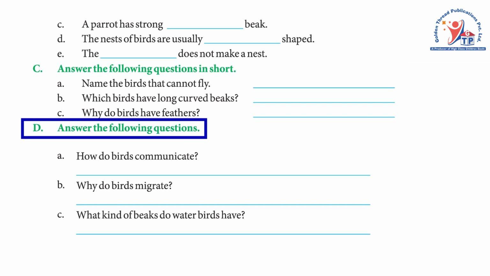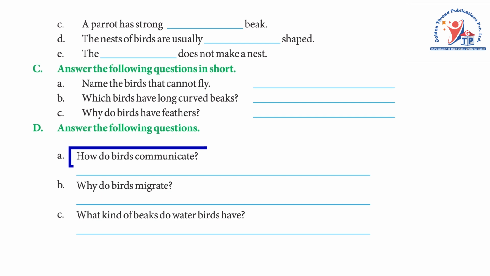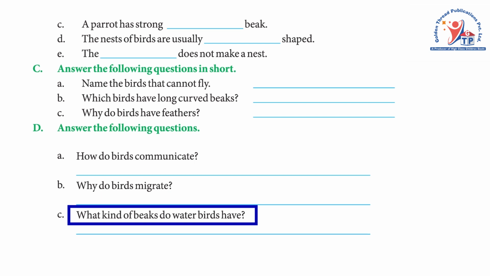D. Answer the following questions. A. How do birds communicate? Answer: birds usually communicate by two sounds, a call and a song. B. Why do birds migrate? Answer: there are three main reasons for birds to migrate: in search of food, in order to breed, to avoid unfavorable weather conditions. C. What kind of beaks do water birds have? Answer: ducks and spoonbills have broad and flat beaks to dig mud underwater.